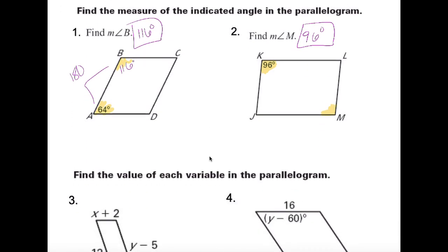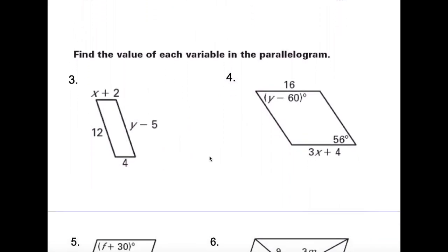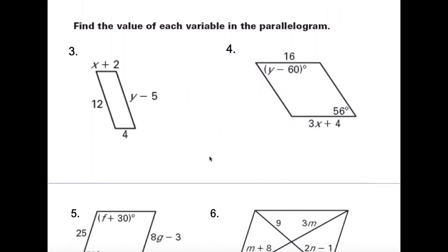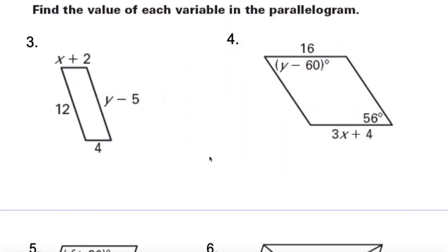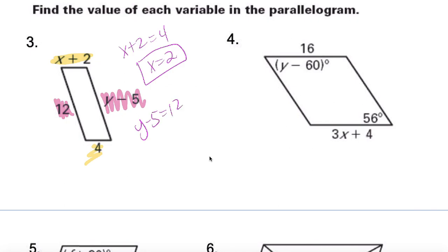Like I said before, they can make these harder by having more algebra expressions involved in them, even possibly including having to work out a system of equations. On number 3 here, we have the sides of the parallelogram labeled. And if we have a parallelogram, then our opposite sides are congruent to each other. So this side will be congruent to this one, and this one will be congruent to this one. So we have two equations that we can write. X plus 2 equals 4, so x equals 2. Pretty basic. Y minus 5 equals 12, so y equals 17.